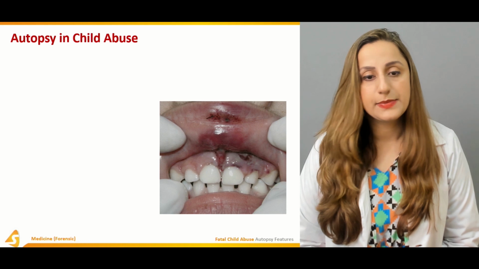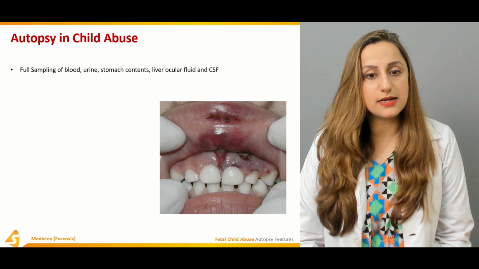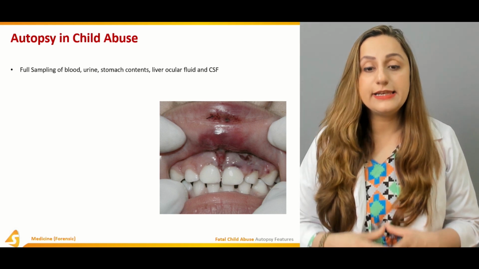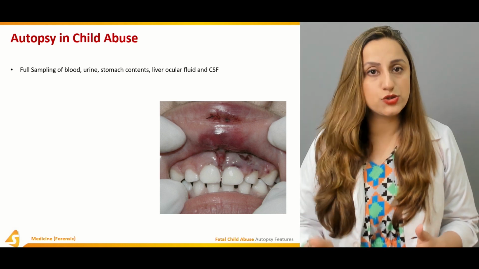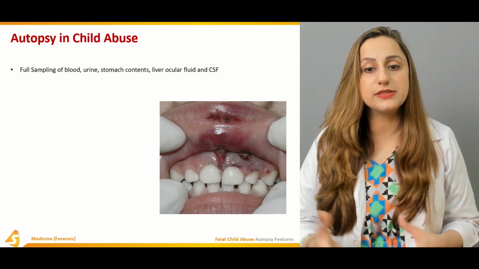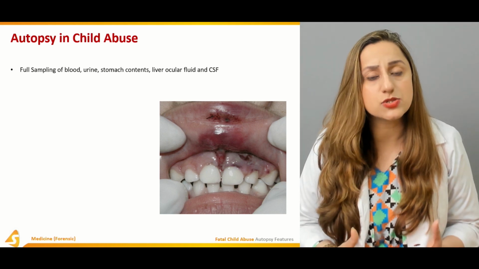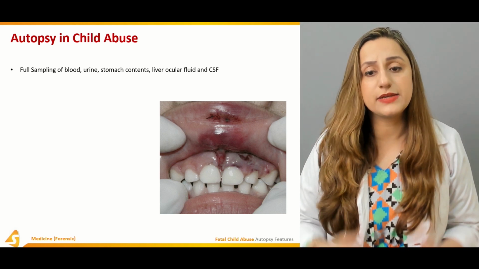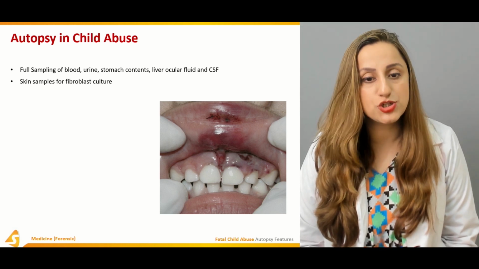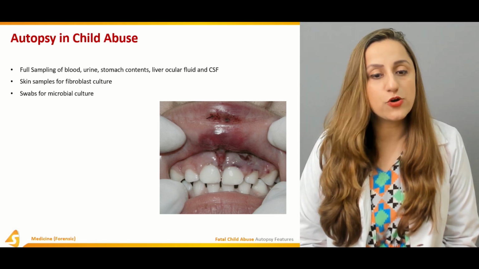Now, full sampling of the blood and urine is done, and the stomach contents are emphasized. The liver is again sectioned and sent to the histopathologist for a complete detailed review. Ocular fluids and even the cerebrospinal fluid are sent if we suspect any kind of meningitis, and any kind of poisoning can even be evidenced at this level. Skin samples for fibroblast culture are again looked for in a particular case, and swabs for microbial culture.